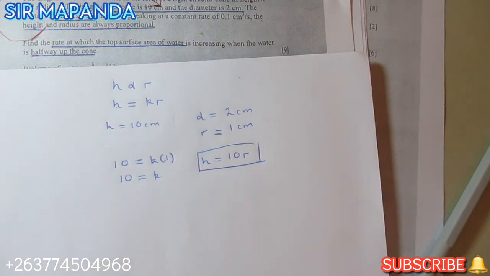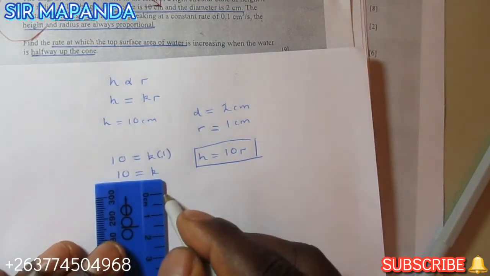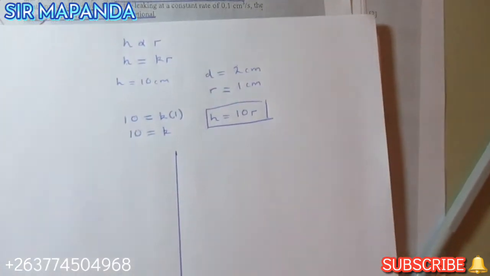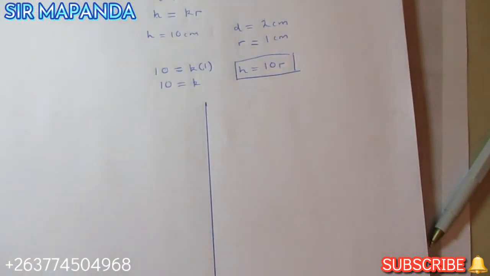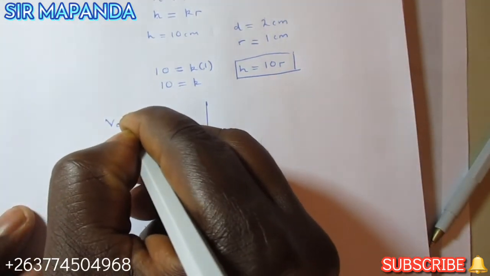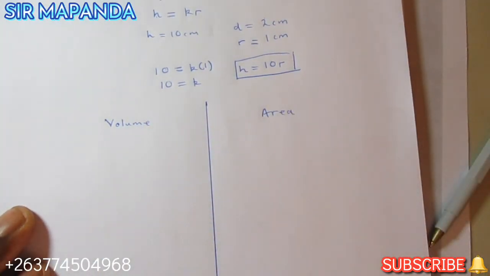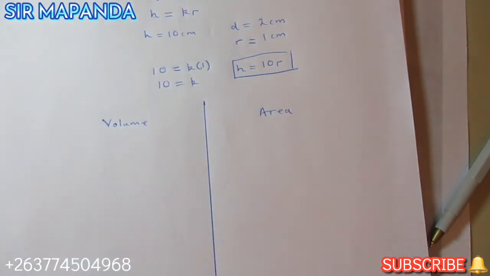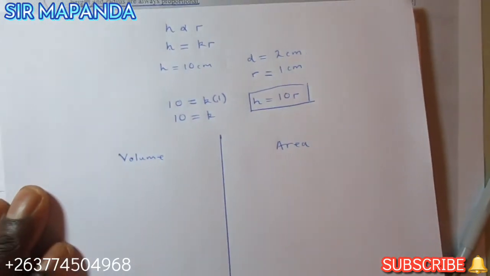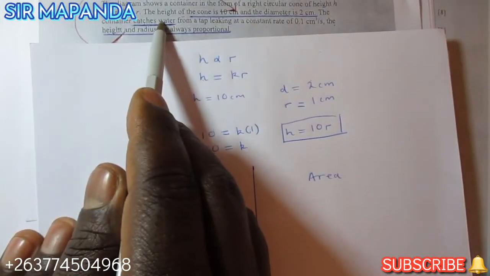So after that, I advise you to put a demarcation line. We have two things under consideration here. The first is the volume. Then the next thing to consider is the area. So differential coefficients of volume, I'm going to place them on my left side, and the differential coefficients of area, I'm going to place them on my right side. So the first differential coefficient of volume is going to be generated by the words catches water.